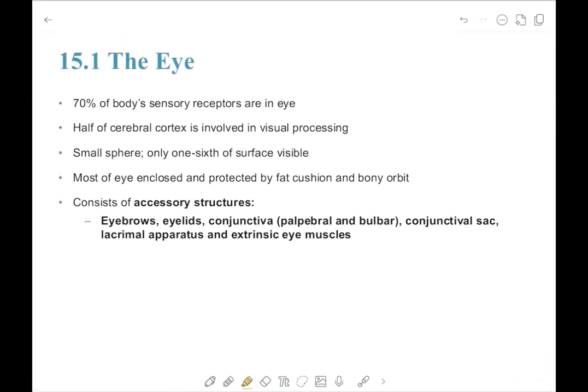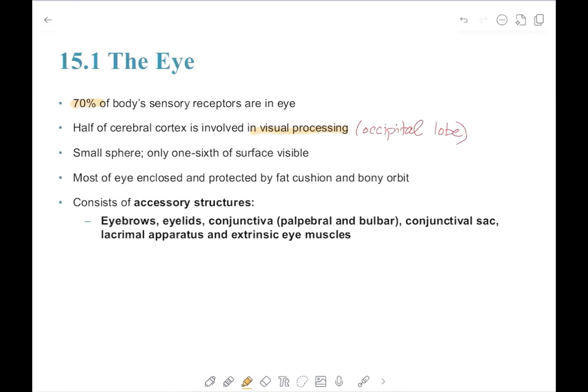So the first sense that we're going to talk about is vision. In the eye is where 70% of the sensory receptors are located, and half of the cerebral cortex is involved in visual processing. And remember, you learned that perception occurs in the occipital lobe, which is the visual cortex. So most of the eye is enclosed and protected by a fatty cushion and a bony orbit.